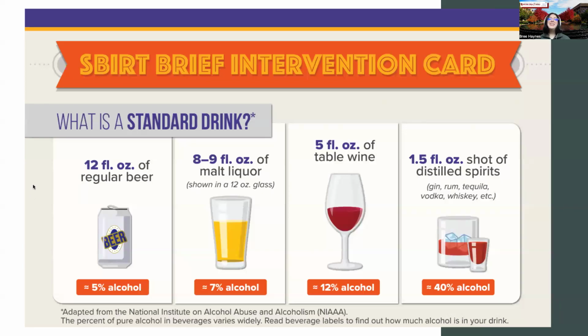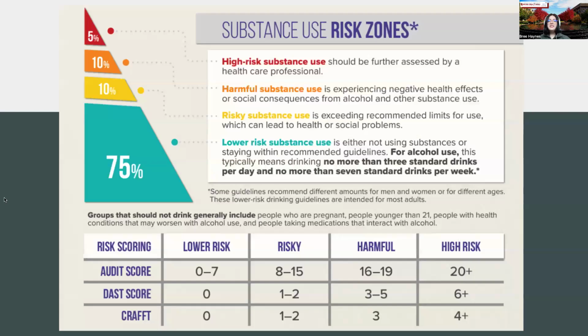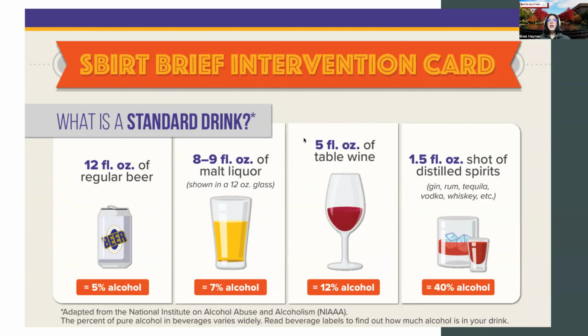Okay, so we already went over that we should be on the same page about what a standard drink is before they take the screener. This is a card that you can print off front and back. The front is actually this page here with the risk zones, and this is the back. It's helpful if you have some of these printed out in your office to use as an educational tool to give to your patient so they can visualize some of the things you're saying to them.